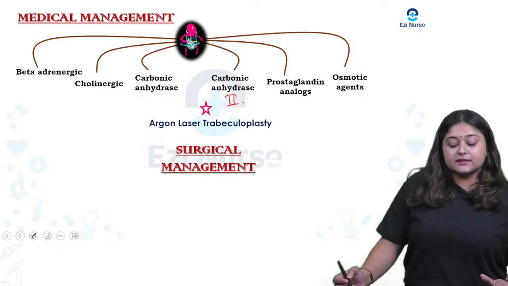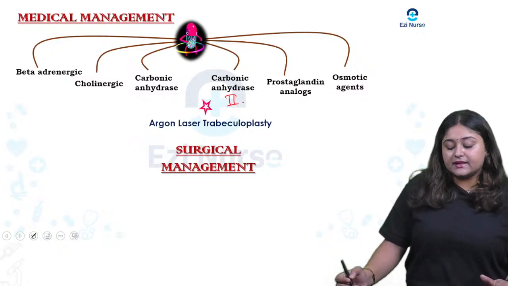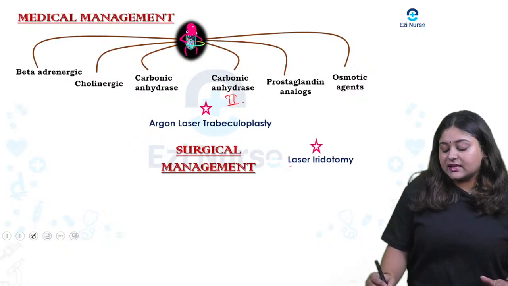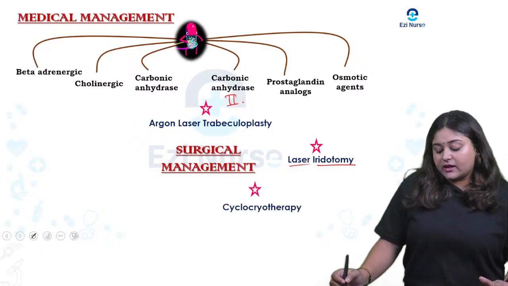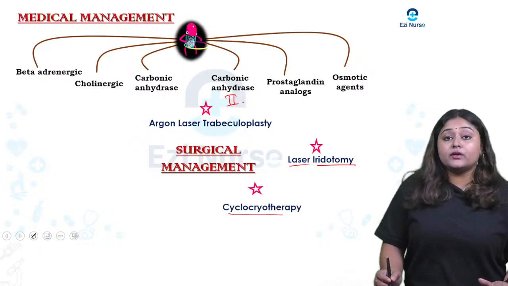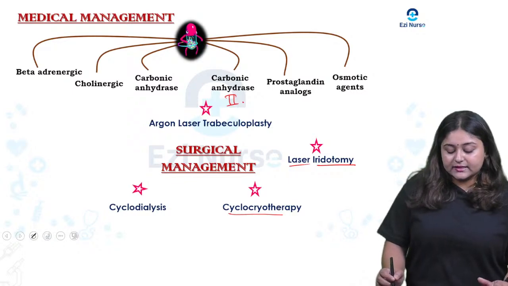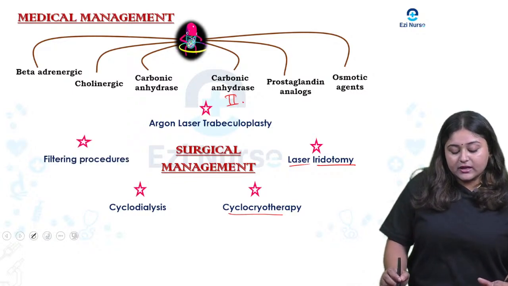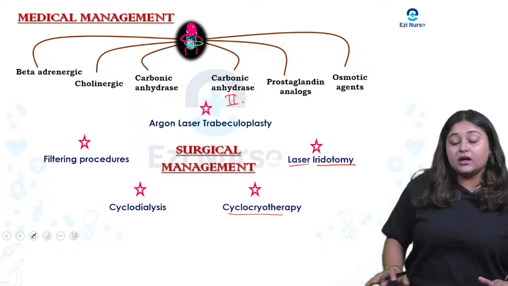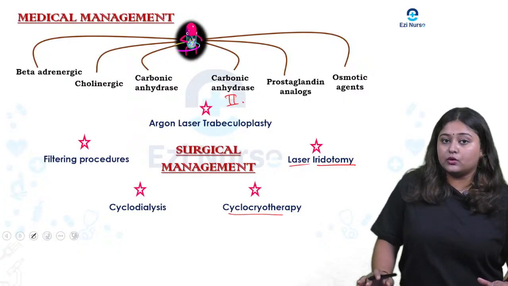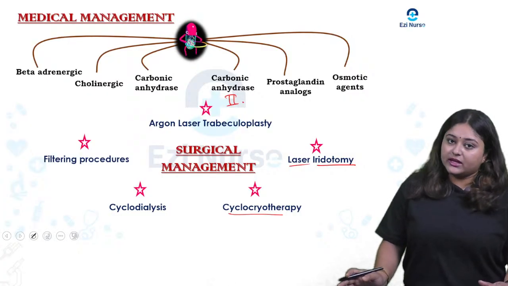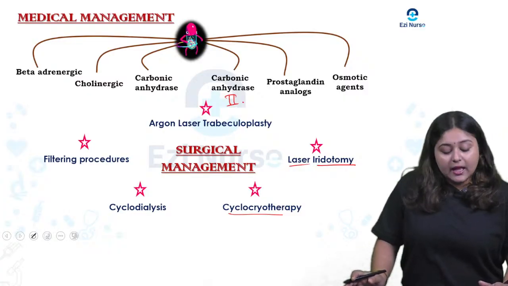So what are the surgical management options? First is argon laser trabeculoplasty, next is the laser iridotomy, and next one is the cyclocryotherapy, and fourth one is the cyclodialysis, and last one is the filtering procedure. So these all are about surgical management for the glaucoma. So for more details and to get the procedures, go to the easiness applications.